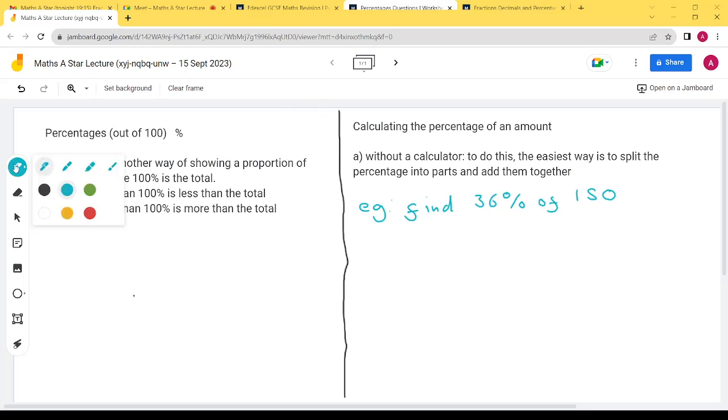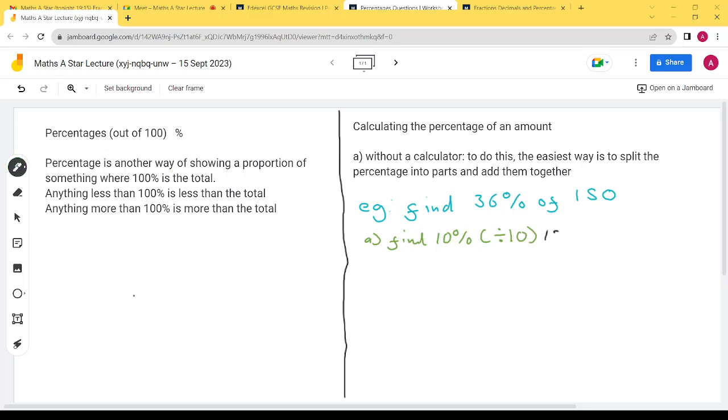The easiest way to do that is to find 10%. And to find 10% of any number, you simply divide by 10. So 150 divided by 10 equals 15. Remember, if a number ends in a 0, to divide by 10, you simply remove the zero.